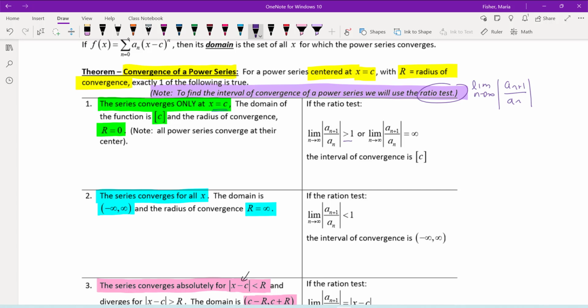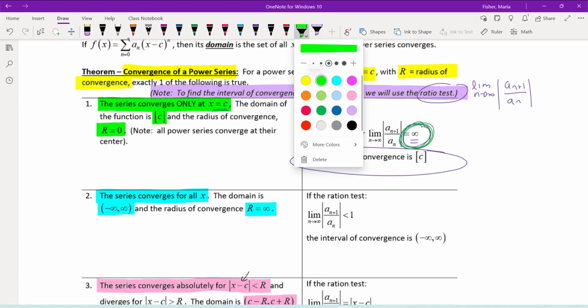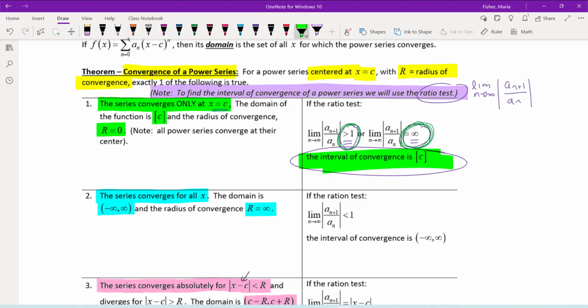If the ratio test gave us a number that was greater than 1 or infinity, we diverged. So if you perform the ratio test on your power series and you get a number that's greater than 1 or you get infinity, you know that your series diverges, and that means that the interval of convergence for your power series is just its center, it's just C. Again, if you end up with a number that's greater than 1 after you perform the ratio test, or you get infinity, that means that your series has an interval of convergence at C, its center, only.